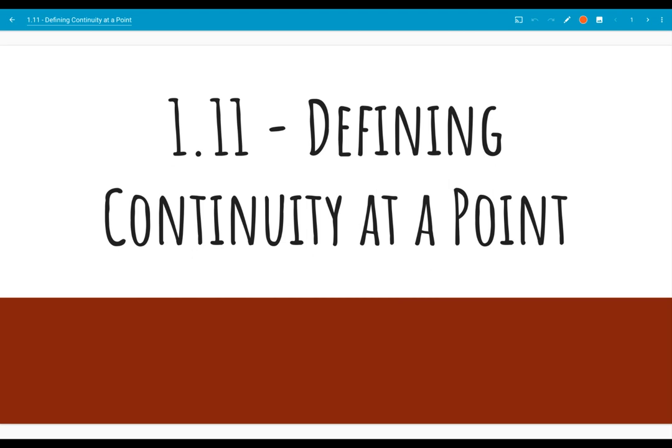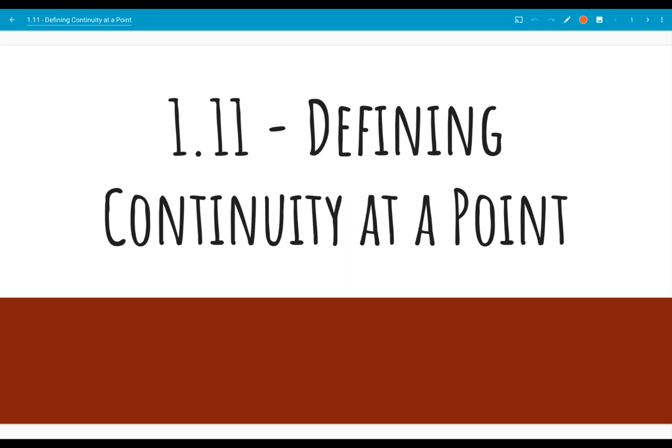So we've talked about what it means for a function to be discontinuous and an informal definition of what it means to be continuous. We can think of a continuous function as a function we can just draw on a coordinate plane without lifting our pencil up. And based on that informal definition, we could come up with why a function might be discontinuous.